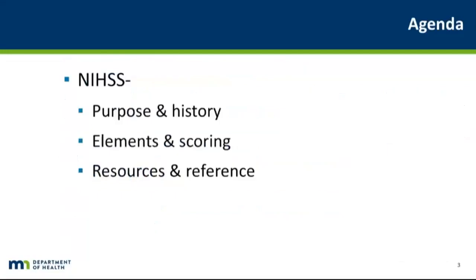Today, we are going to review the NIH Stroke Scale purpose and history, the individual elements and tips for scoring, the resources available for NIH Stroke Scale certification and training, and references I used to develop the content today are also included in this slide deck.